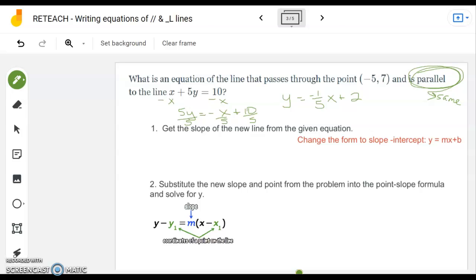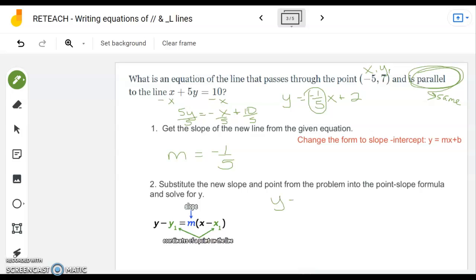The lines are parallel, so I'm going to be using the same slope, -1/5. Now I'm going to substitute that new slope and point into the point-slope formula, and then solve for y. So -5 is my x1, 7 is my y1. And I'm just going to substitute those in.